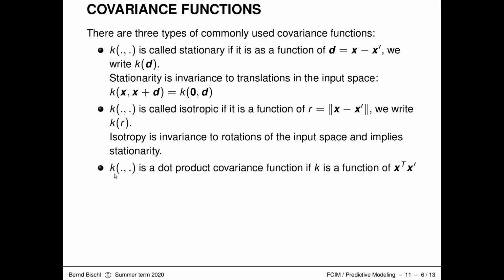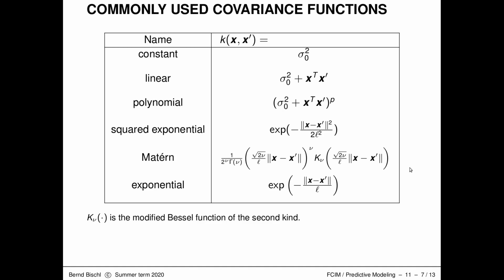And I will call a kernel function a dot product function if it is a function of x transposed x dash. Here are a couple of commonly used examples of covariance functions. There's, for example, the quite boring constant covariance function. There's the linear covariance function, which is a dot product covariance function. There's the polynomial, which is also a dot product covariance function. Here's our squared exponential that we have seen before, and we'll see this again on the next couple of slides.